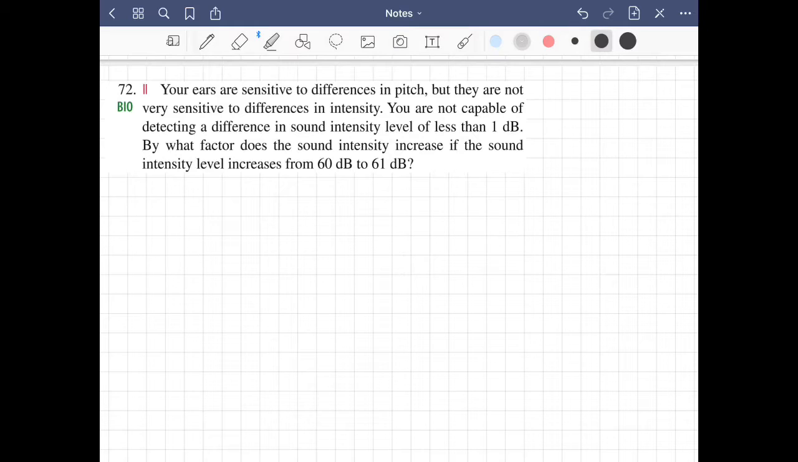Your ears are sensitive to differences in pitch, but they are not very sensitive to differences in intensity. You are not capable of detecting a difference in sound intensity level of less than 1 decibel. By what factor does the sound intensity increase if the sound intensity level increases from 60 decibels to 61 decibels?